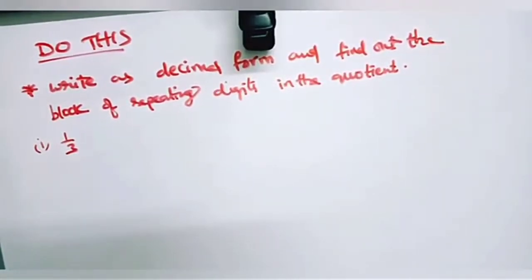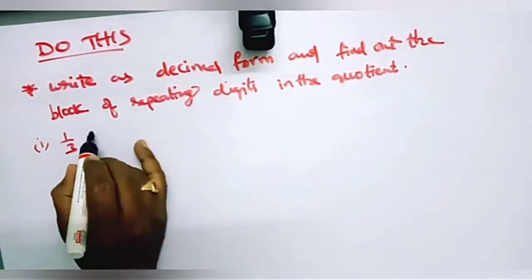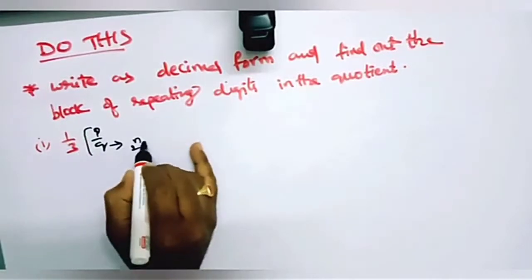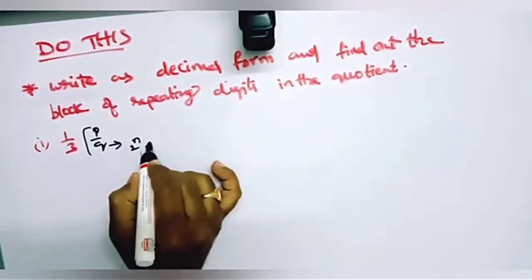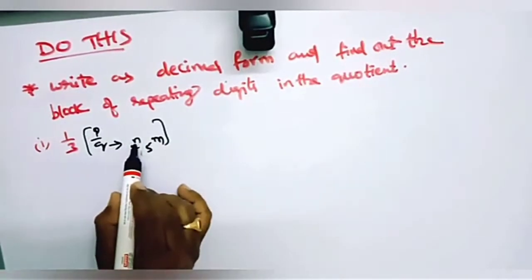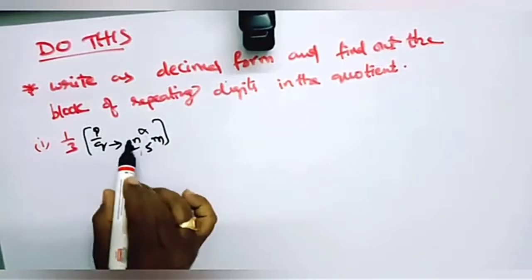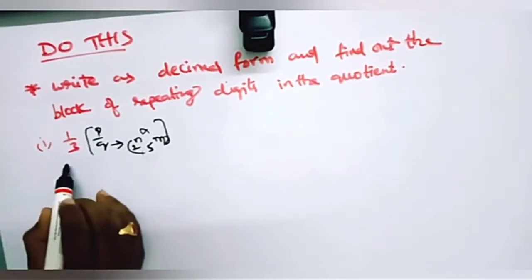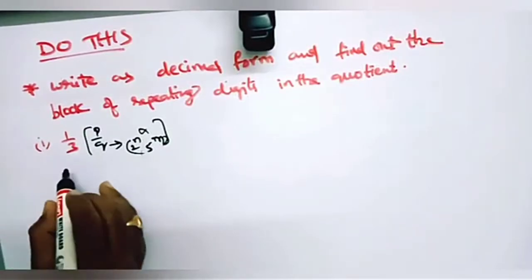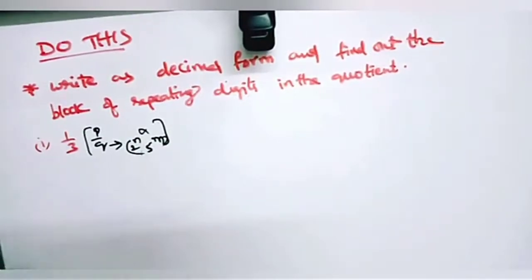Write the following rational numbers in decimal form and find the block of repeating digits in the quotient. The first one is 1 by 3. This is 1 by 3 in the form of p by q, but here q is not in the form of 2 to the power of n and 5 to the power of m. So the decimal answer you will get is a non-terminating repeating decimal. For this you should do the division and find the decimal number.